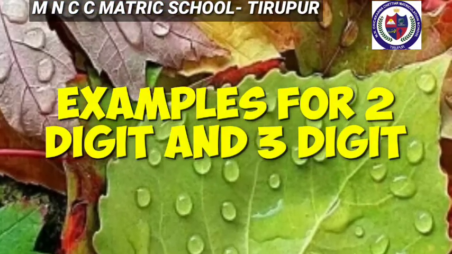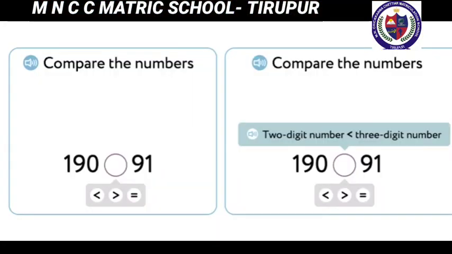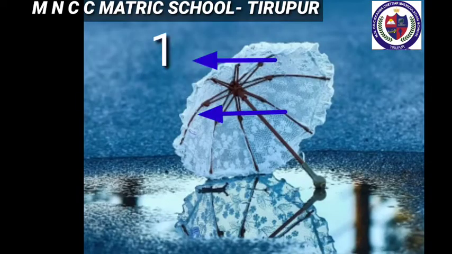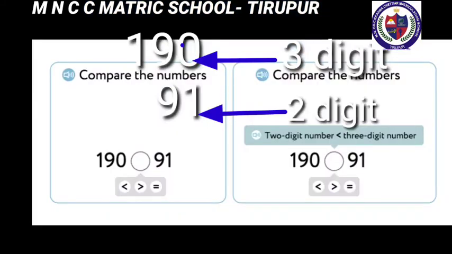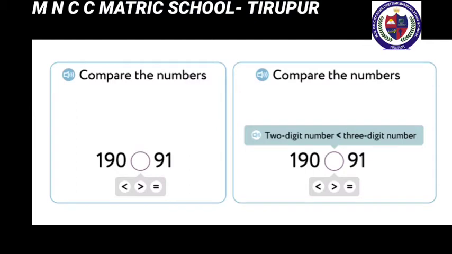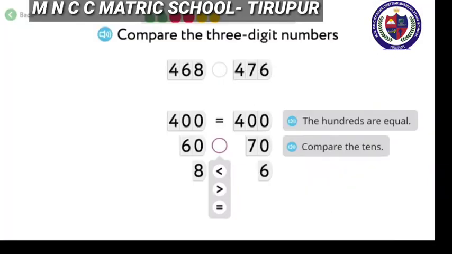Let us do comparison of 2-digit and 3-digit numbers. See the picture. 190 has 3 digits and 91 has 2 digits. Once again, 190 has 3 digits and 91 has 2 digits. Let us compare. The first given number is bigger and the second given number is smaller, so we can use the greater than symbol.